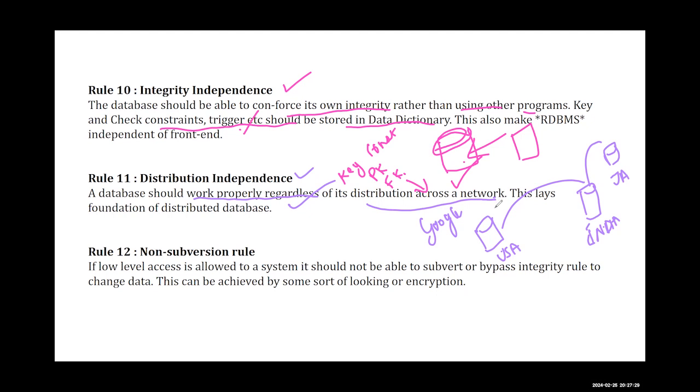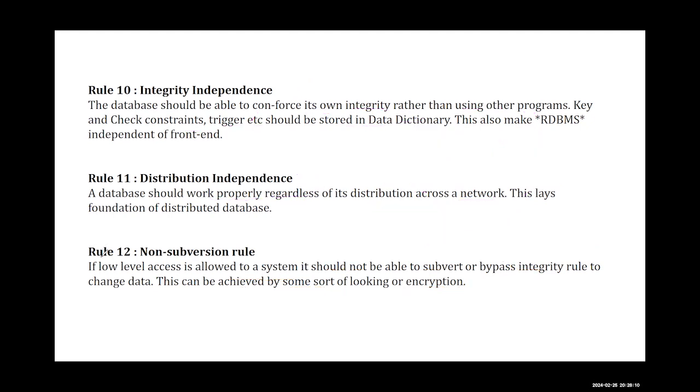Now the last rule, which is rule 12, the non-subversion rule. It says that if low-level access is allowed to a system, it should not be able to subvert or bypass the integrity rules to change data. What is the meaning of that? If there is low-level access, meaning an end user who is accessing it, then he should not be able to modify the data of the database. There has to be a certain kind of restriction. How do we achieve this? This can be achieved by some sort of locking or encryption. So we can encrypt the data in order to satisfy the non-subversion rule in a database. So these are the 12 rules proposed by E.F. Codd.